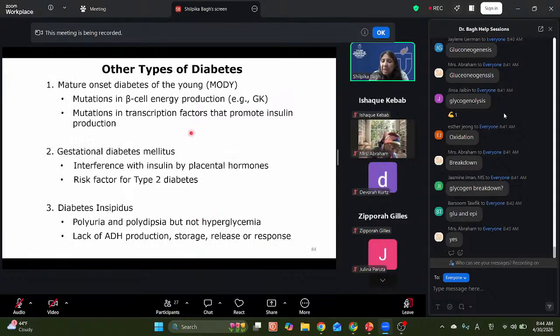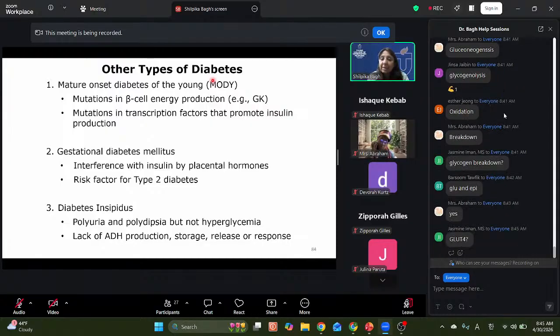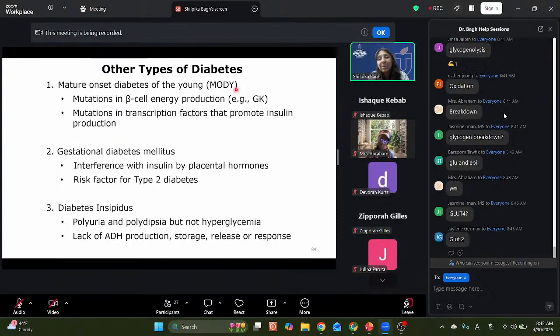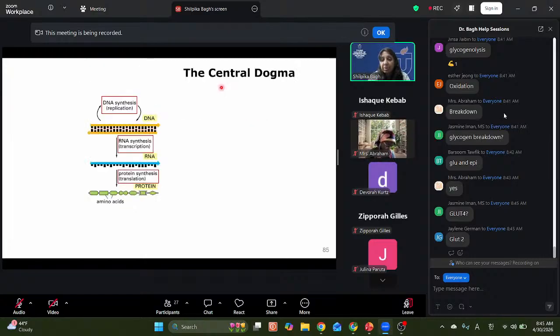There are other types of diabetes too. Why is MODY, which is diabetes of the young, so clinically important? It is related to which transporters, tell me, and which enzyme. That's why I told you in well-fed state, two transporters you need to understand well. So maturity onset of diabetes is related to which enzyme and which transporters? Not GLUT4, GLUT2 and glucokinase. Very good. Somebody said GLUT2 and glucokinase. Glucokinase defect is maturity onset diabetes of the young.